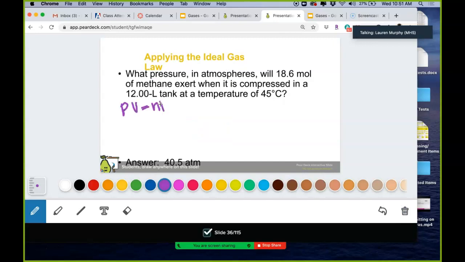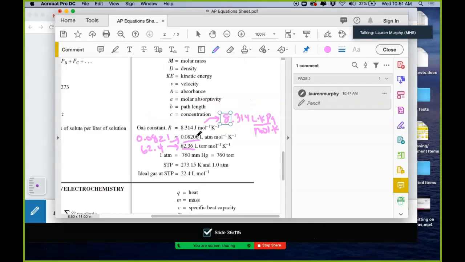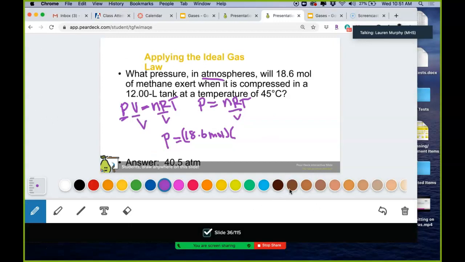PV equals nRT. So I want to solve for P, so I rearrange. P equals nRT over V. So P equals moles, 18.6 moles. Now, which R do we use? Well, I asked for this in atmospheres, so I'm going to go to my equation sheet and look up the R constant that belongs to atmospheres. This is the one right here that has atmospheres in it. So 0.08206 liter atmosphere over mole Kelvin.